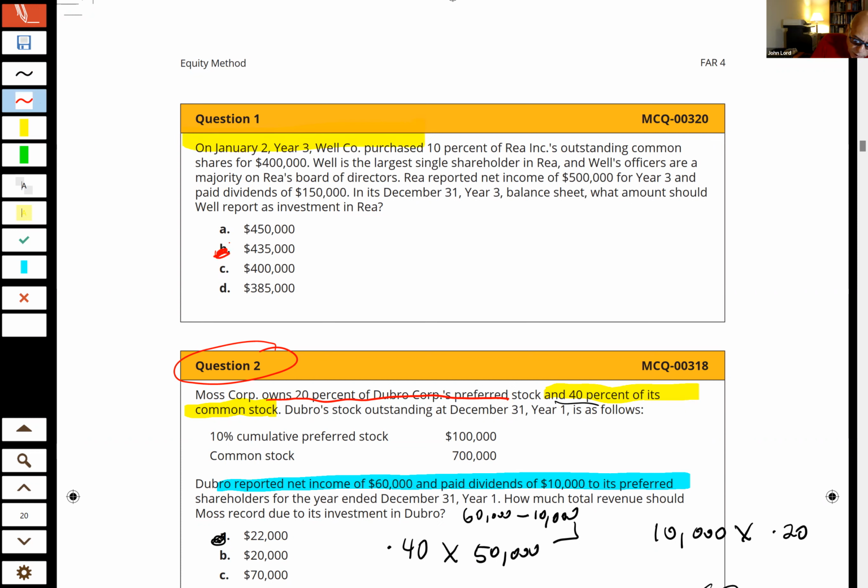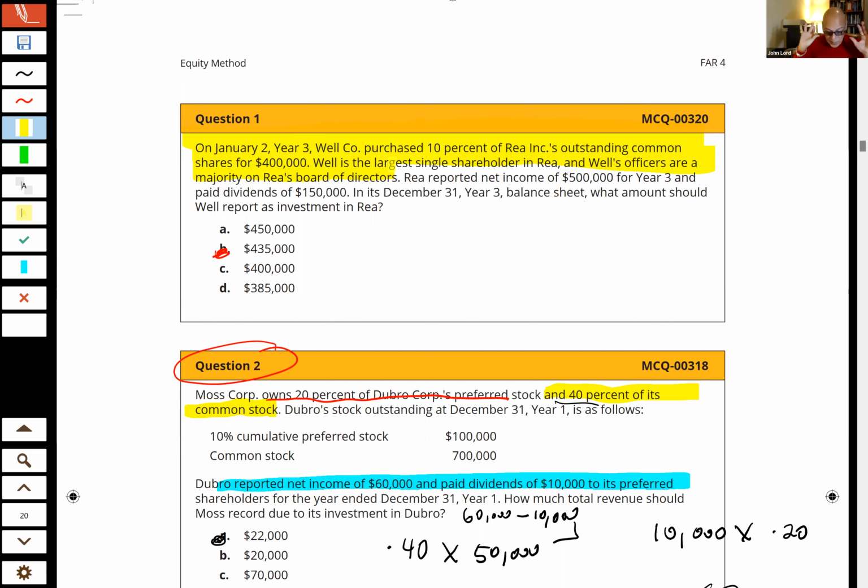When we look at this one, they tell us that we purchased 10%, but they're the largest shareholder, and the officers are the majority on the board of directors. Well, that's enough. They're below the 20% threshold, but they're giving us bright lights flashing that say you exert significant influence, or the investee does here. So that means that the beginning balance is 400,000, right? Just using the base mnemonic.